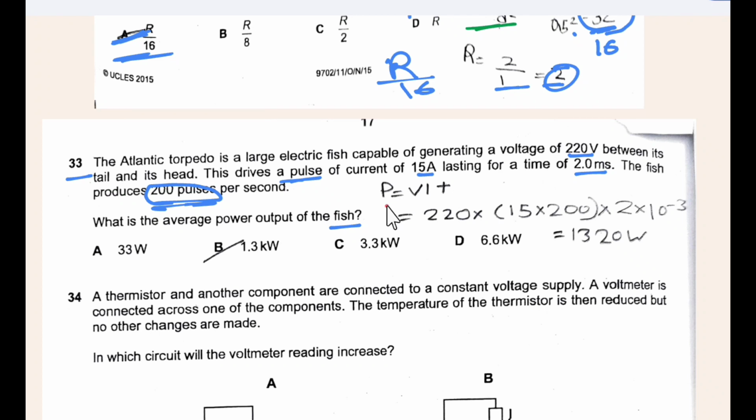To find the power, we know that power is equal to VIT, that is voltage into current into time. We know the voltage, and the current for 1 pulse is given, so for 200 pulses the current value is multiplied by 200, and we must convert time from millisecond to second. So the power comes to 1320 watt, that is approximately 1.3 kilowatt.